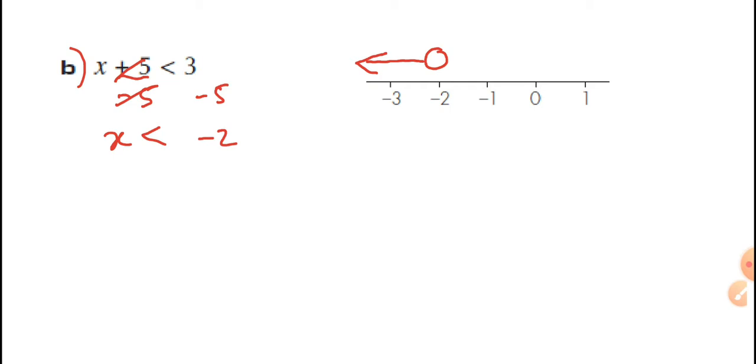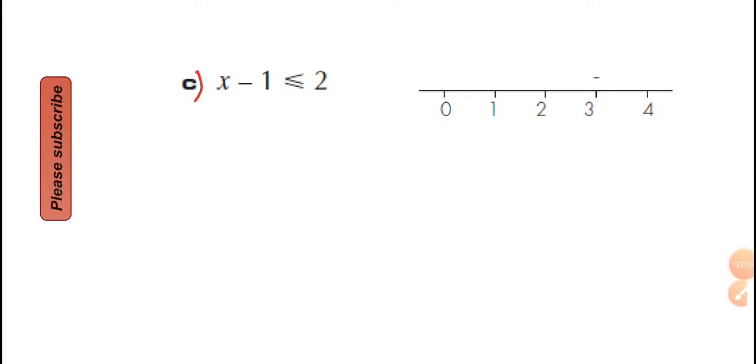The additional question could be, what is the largest integer that x could be? What's the largest whole number x could be? And the answer is x could be minus 3. It cannot be minus 2. The largest number it can be is minus 3.